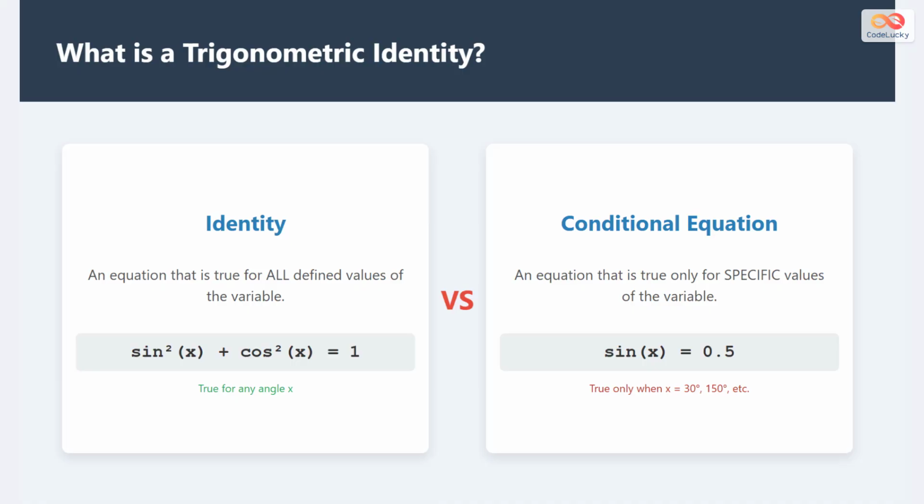First, let's understand what an identity actually is. A trigonometric identity is an equation that is true for every single valid value of the variable. This is different from a conditional equation, like sine of x equals 0.5, which is only true for specific angles. With an identity, no matter what angle you plug in, the left side always equals the right side.